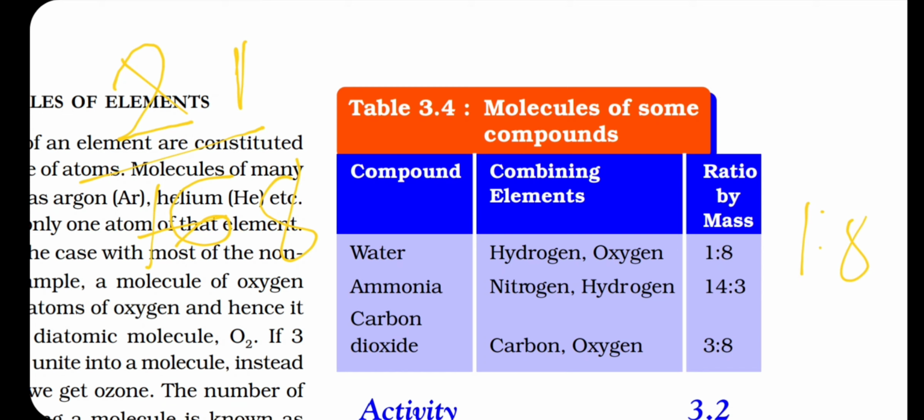The second is the case of ammonia, that is composed of nitrogen and hydrogen. NH3 is composed of nitrogen and hydrogen. Okay, 1 atom of nitrogen and 3 atoms of hydrogen combined together to form ammonia. Similarly, carbon dioxide is composed of 1 atom of carbon and 2 atoms of oxygen.